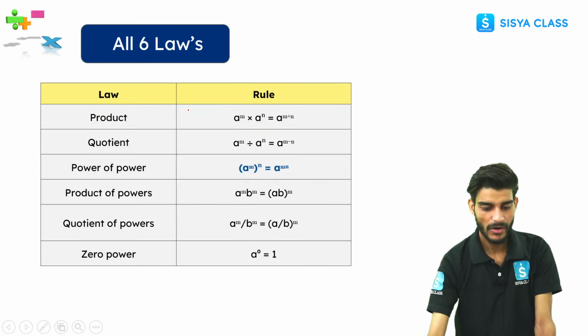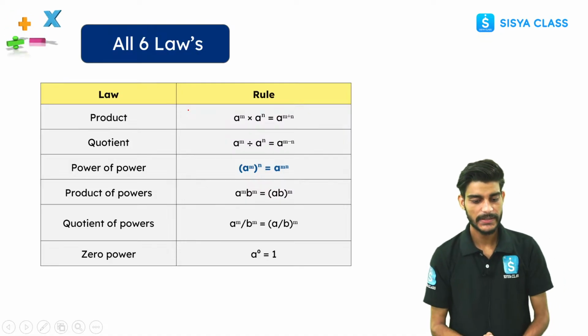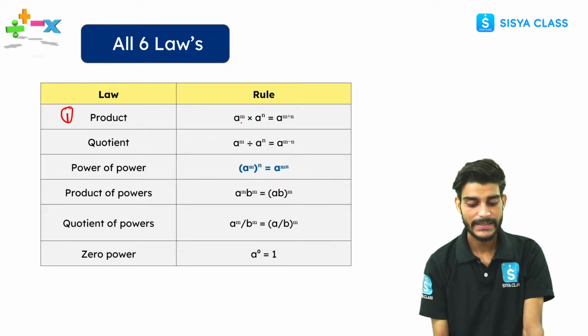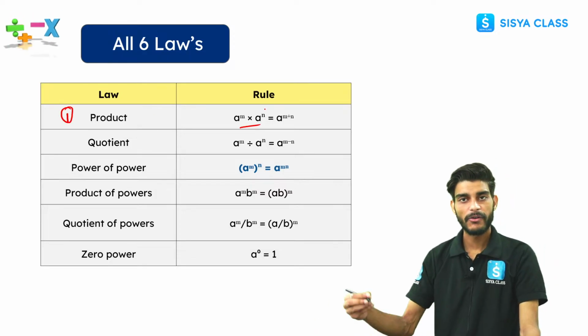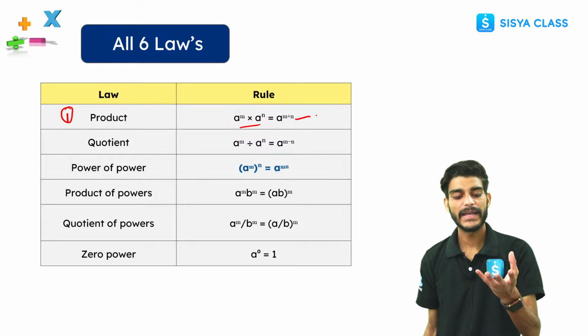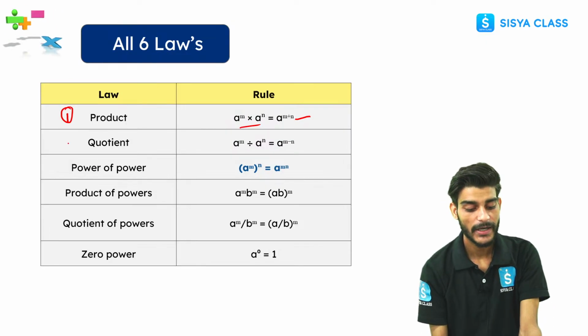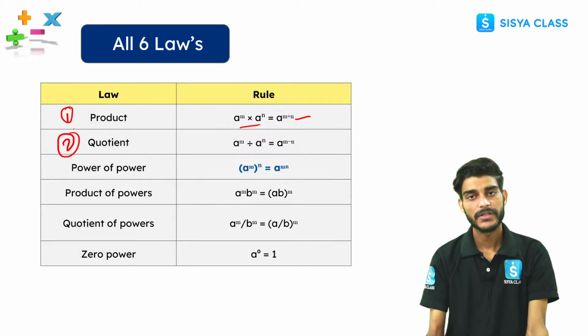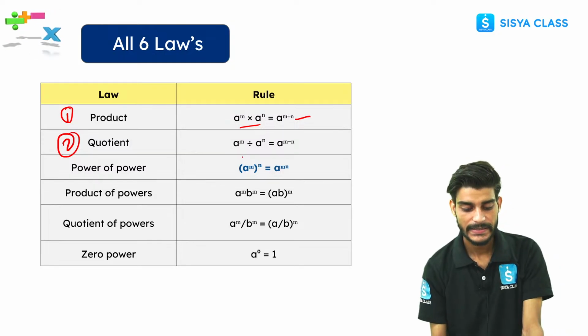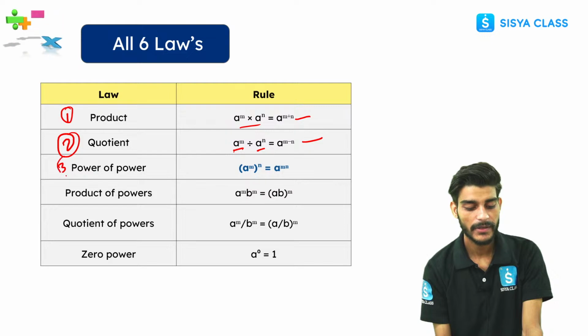Now I have written all 6 laws at once. Let's see them one by one. First one is the product law. It says that a raised to the power m into a raised to the power n is a raised to the power m plus n. Same base, powers add. Second one was the quotient law. Same base, subtract powers. Third one was power of a power.